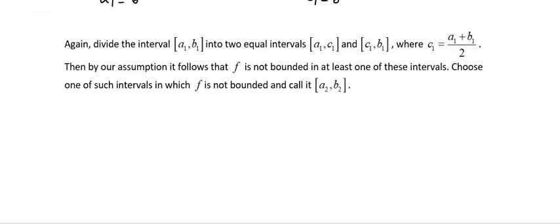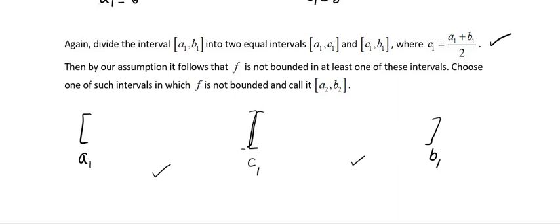Now we divide the closed interval A1 B1 again into two equal parts. Then we are going to get C1. C1 is (A1 plus B1) by 2. First interval is A1 C1. Second interval is C1 B1. In this closed interval A1 B1, F is not bounded. That's why F is not bounded here.